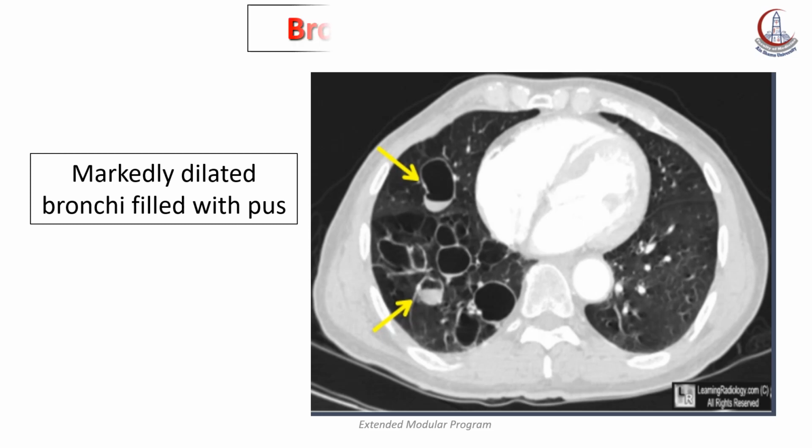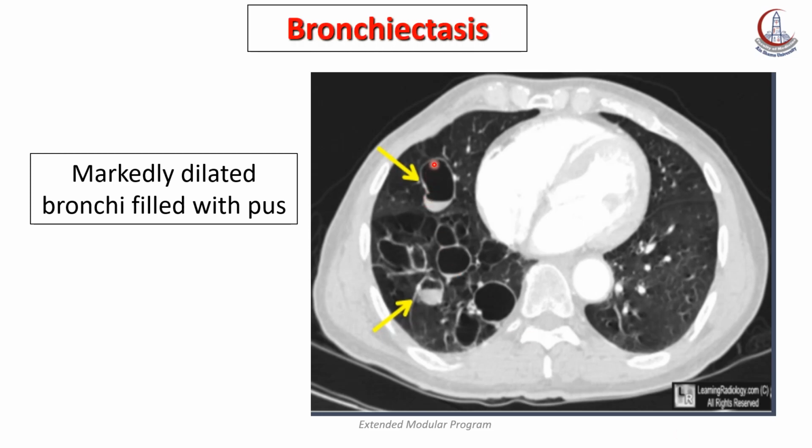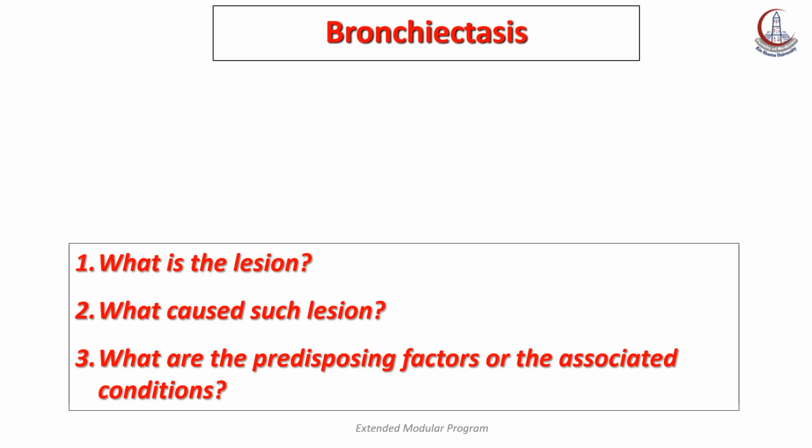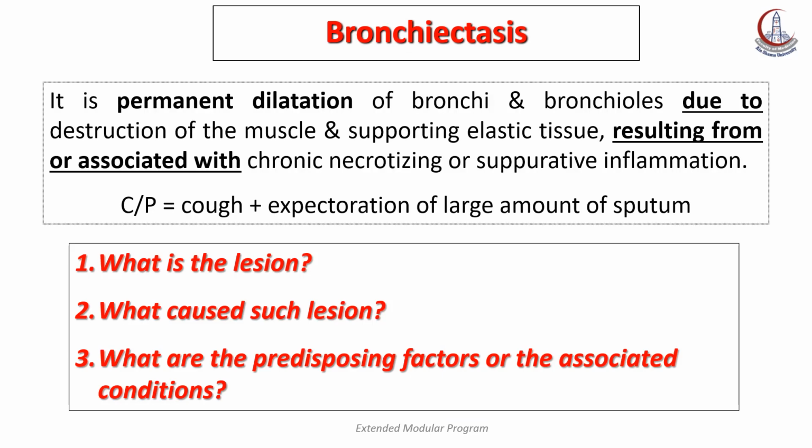Another CT scan of another patient showed markedly dilated bronchi and bronchioles filled with pus, the whitish area here. The definition of bronchiectasis is a permanent dilatation of bronchi and bronchioles due to destruction of muscles and supporting elastic tissue, resulting from or associated with chronic necrotizing or suppurative inflammation. The patient complains of cough and expectoration of large amount of sputum.